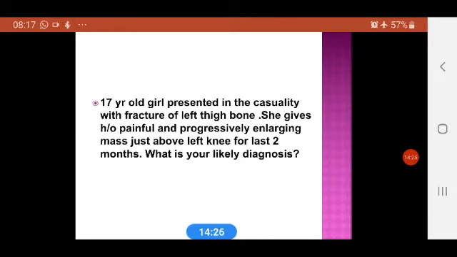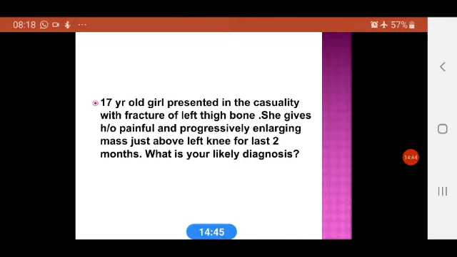So, from the benign lesion, we move on to a malignant lesion. Let's look at the case scenario. A 17-year-old girl presented in the casualty with a fracture of the left thigh bone. This is a pathological fracture, because at that age the bones are quite stable.